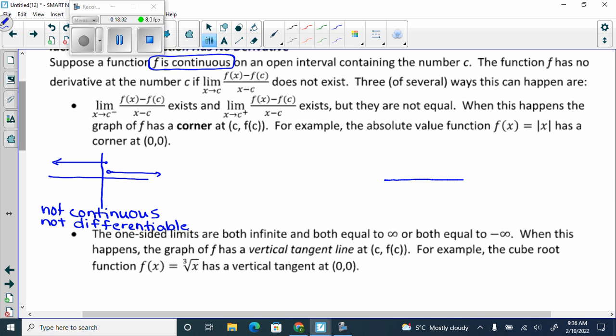So if we look at the absolute value graph, it goes through (0, 0), then (-1, 1), (1, 1), (-2, 2), and (2, 2), because all your y's are becoming positives. So it looks like this. We agree? Is that a continuous function? Yes.